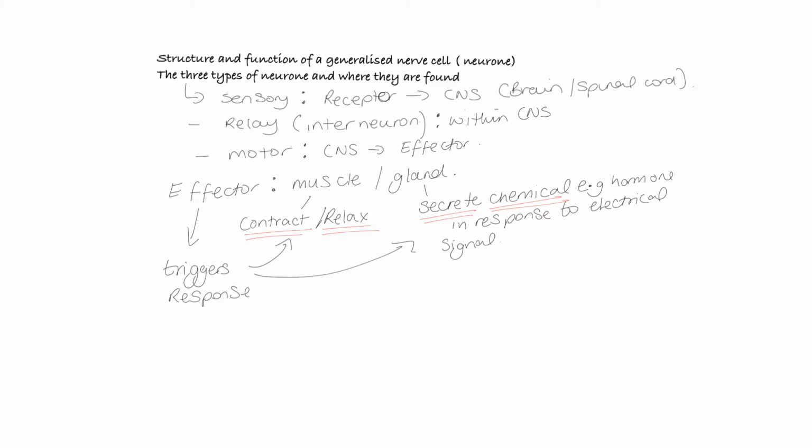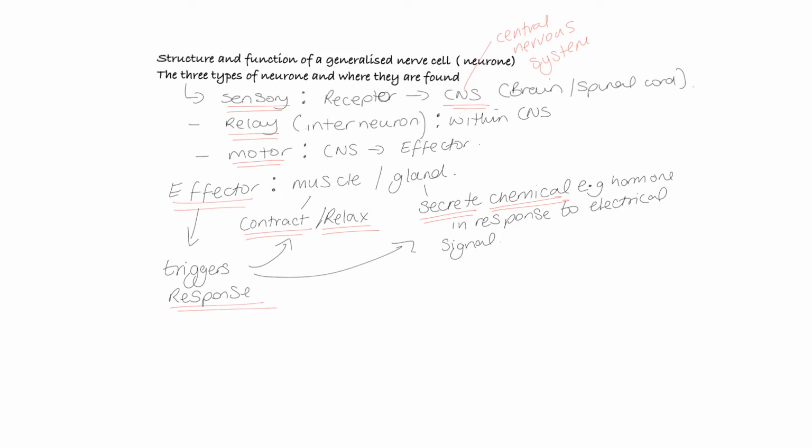So just here, there are a few really key terms: sensory, relay and motor neuron, the CNS or central nervous system, the effector, the response, contraction and relaxation of a muscle, or secretion of a chemical by a gland.